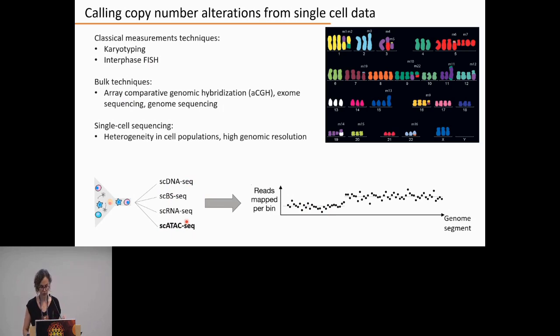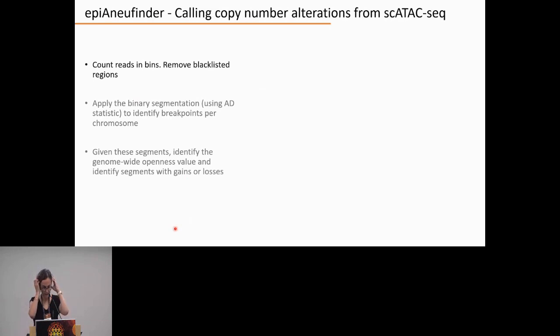So we decided to try with single cell ATAC-seq: how well can we leverage it for calling copy number variations at the single cell level? So what did we do? We devised an algorithm that we called epi-aneufinder, compared to the aneufinder that we had developed before.